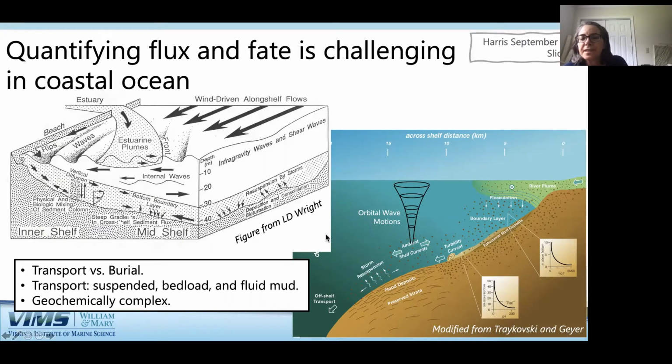This slide over here that I modified from Tarkovsky and Geyer shows similar stuff. We've got a river putting sediment in. Once that river hits the salt water, we're going to have material settling out of it towards the near bed. But then they added in a new process, which is downslope gravity flows.